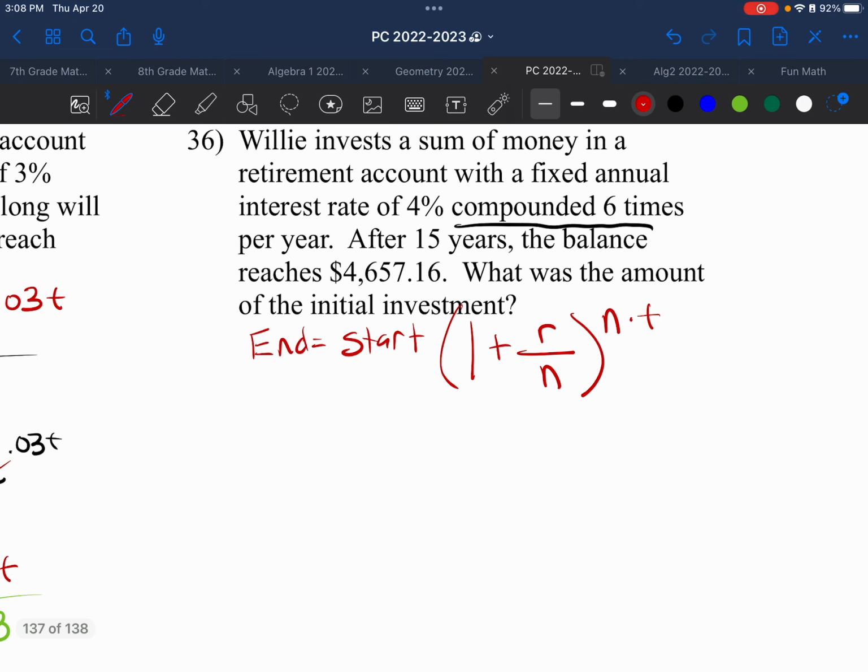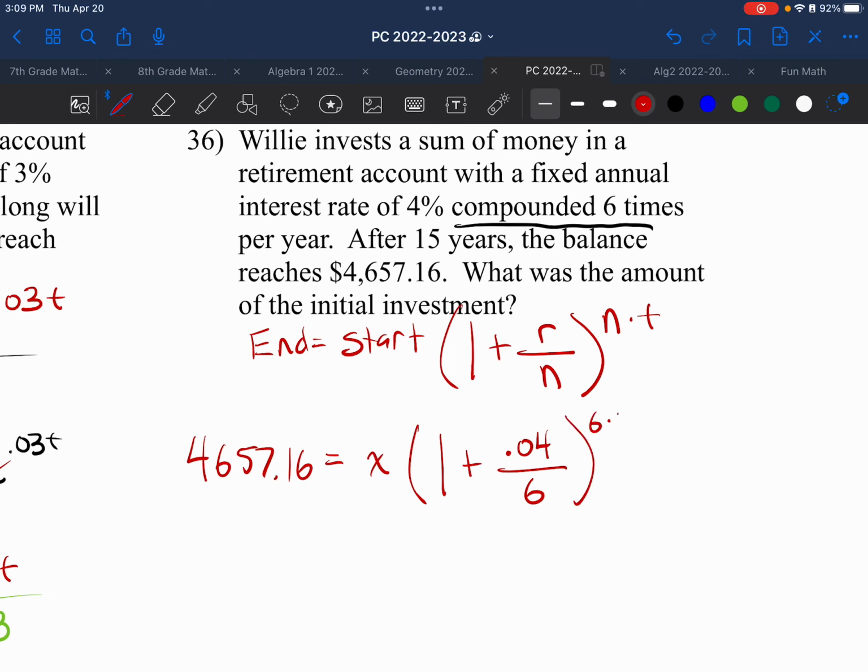We have no end amount because it's asking for the end amount. So you're blank, and the right-hand side is going to be, oh, there is an end amount. I'm sorry. It says after 15 years, there's the end amount. So it's going to be 4657.16. And that's going to be equal to the start, which we don't know, so I'm just going to call that x. I don't want to do s because it looks like my 5s. This is going to be 1 plus the interest rate, which is 0.04 from 4%, divided by 6 times per year, to the power of 6 times per year times 15 years.